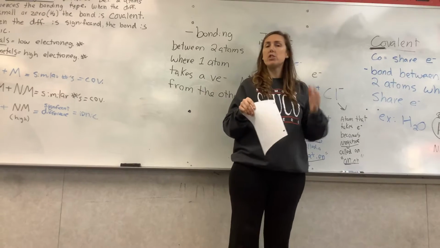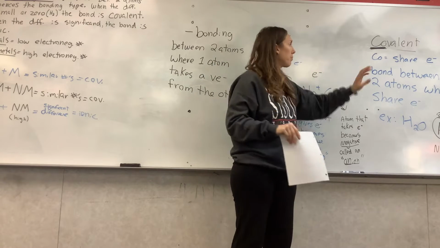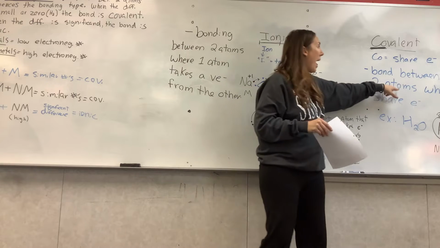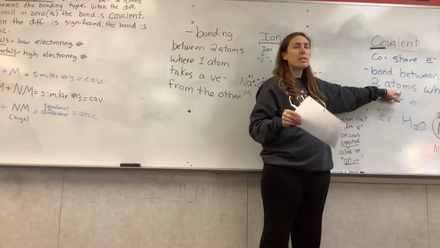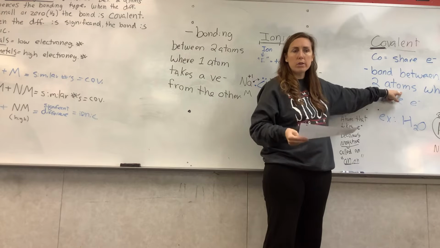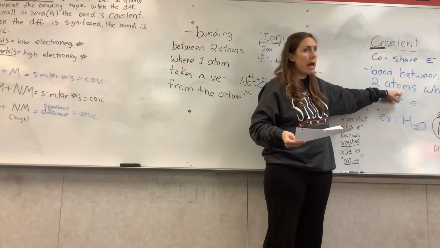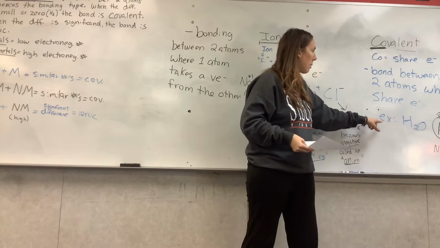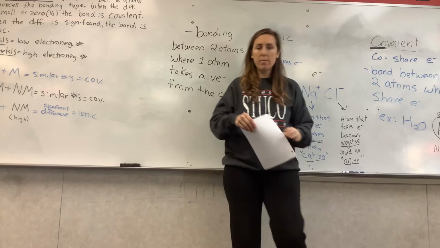But the definition that I expect on your quiz, covalent bond, it's a bond between 2 atoms. And we're not saying it's between 2 elements, it's because we're talking about the smallest form of an element, which is an atom, who share electrons. And our example is water. So go ahead and write that down now.